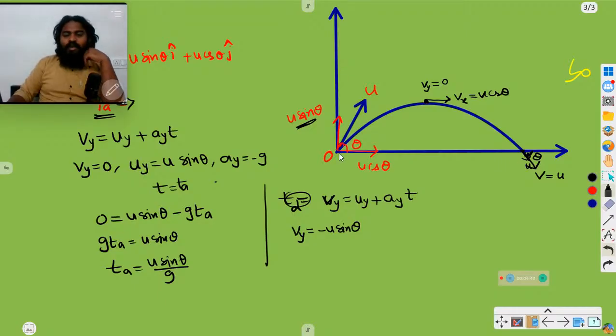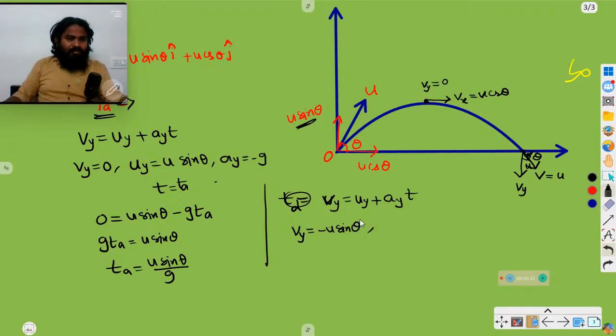So that is why here. And one more thing, Vy is equal to u sin theta. Initially, along the y-axis, the velocity is u sin theta. With the same velocity, it hits the ground. So that's why here, Vy is nothing but minus u sin theta, because it will be in the downward direction.